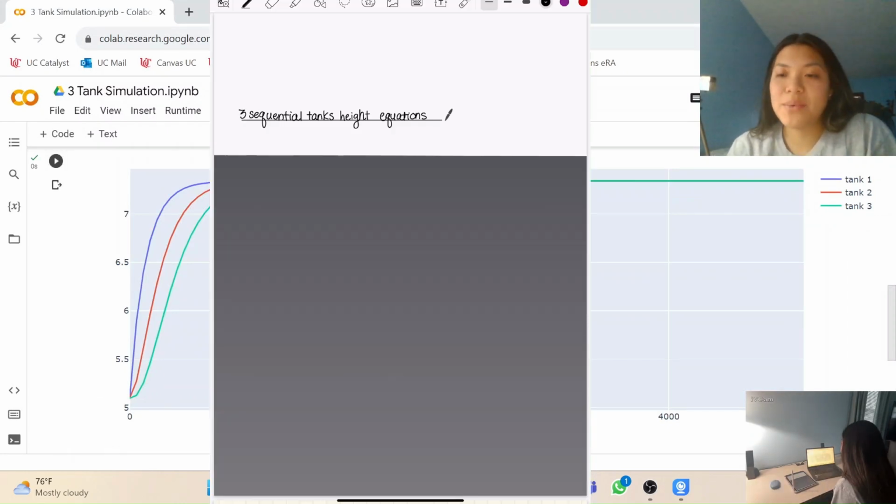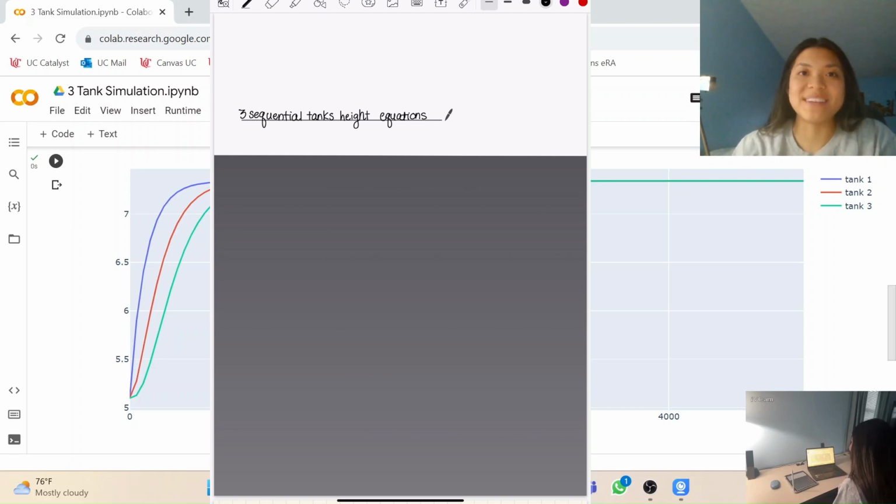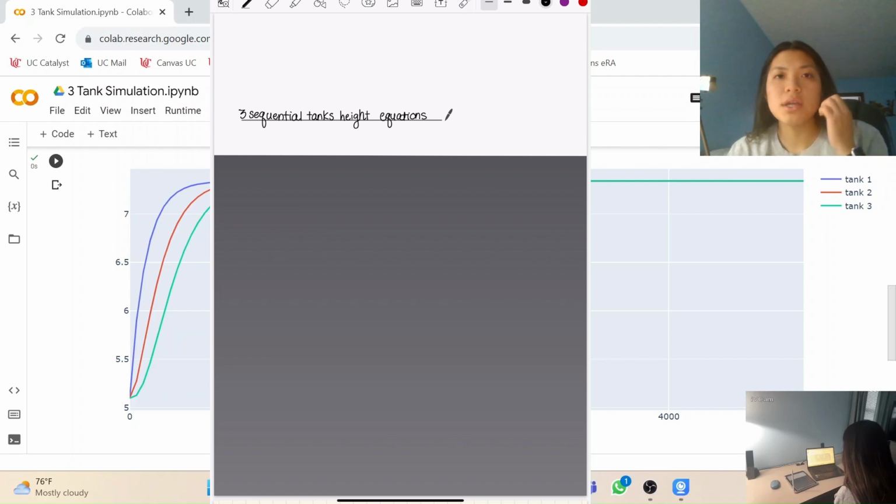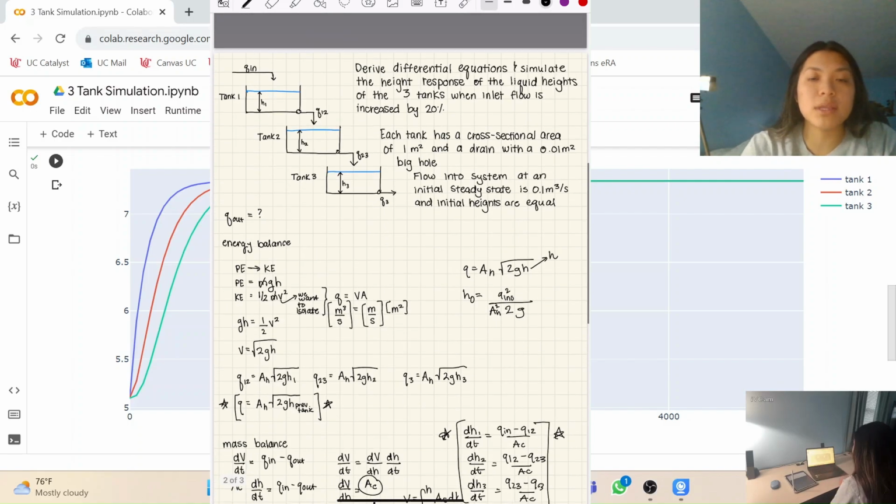Hello, in this video we're going to be referring to an older video, or the previous video, where we had three tanks that were in a series and we derived some differential equations to simulate the heights of the fluid in each tank. This was our final plot that we ended up with.